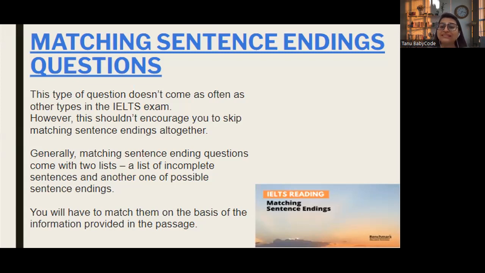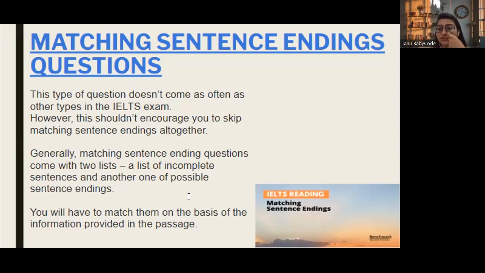Generally these types of questions don't come as often as other types of question, but yes, you should know how to answer this because you can't skip, right? Generally matching sentence ending questions come with two lists. First is a list of incomplete sentences and another is a list of possible sentence endings. So that means first is a list of questions and another is a list of answers for you, right?